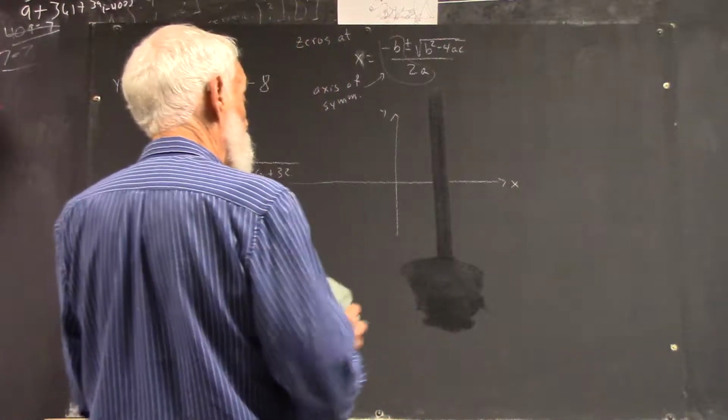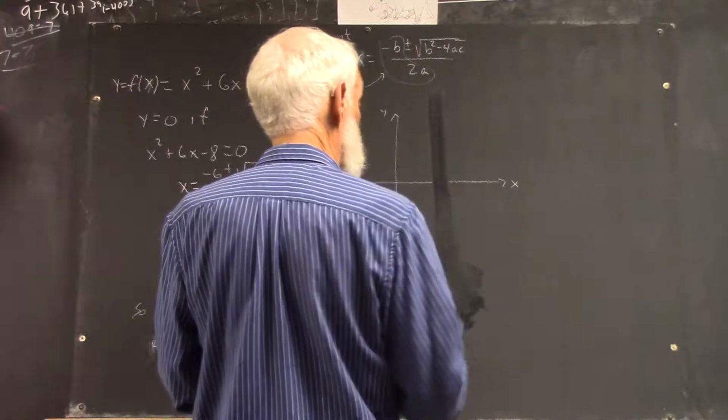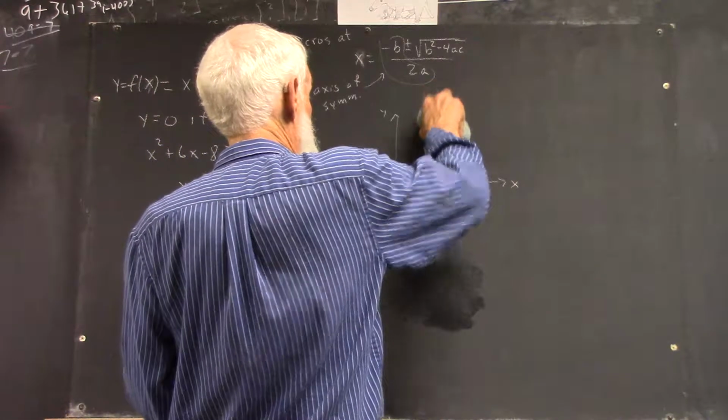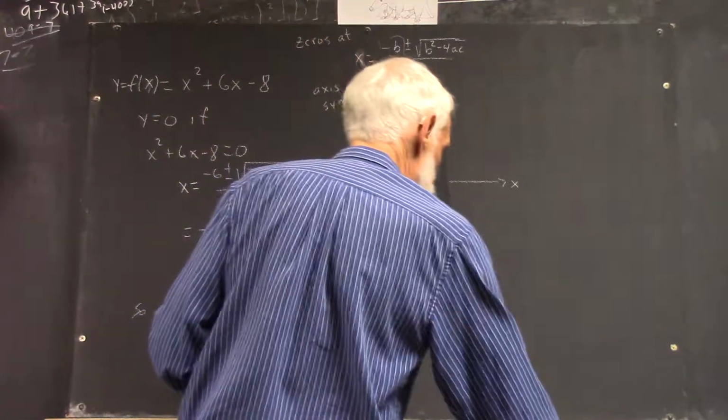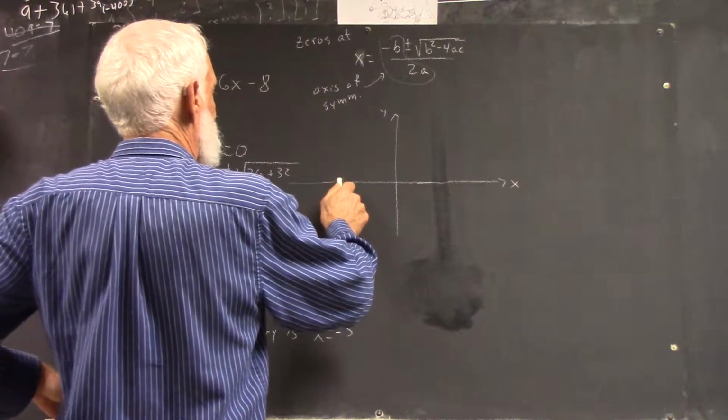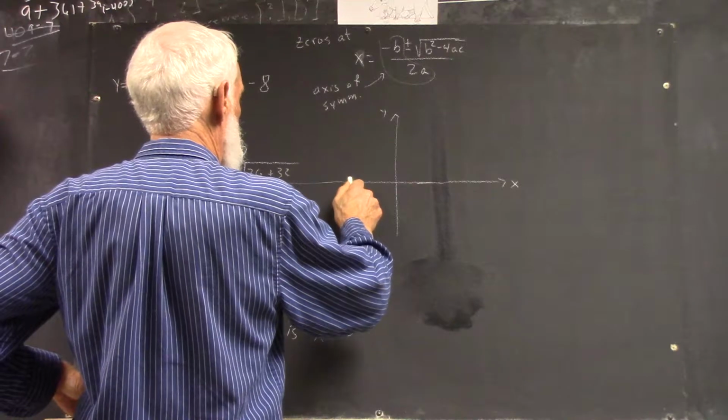Probably would have been safer to put in my zeros, but we don't always have zeros, and we always do have an axis of symmetry. Okay? Whether you got real zeros to the function or not, you've got an axis of symmetry. So, now we'll put negative 3 here.